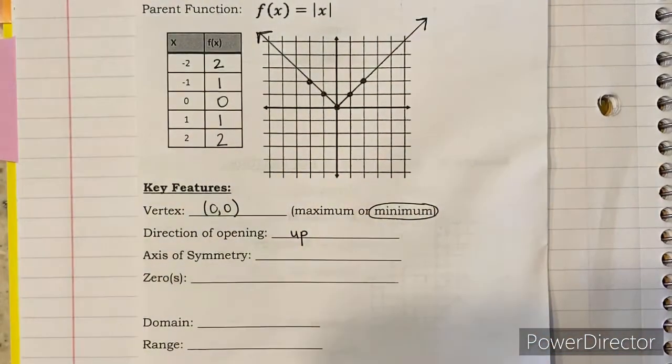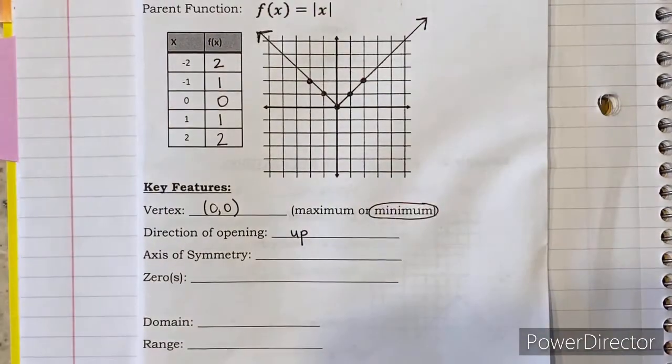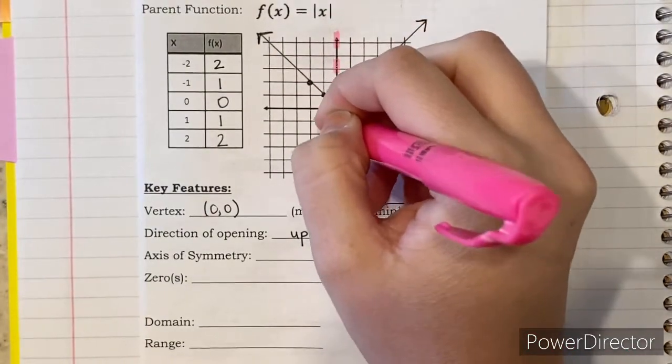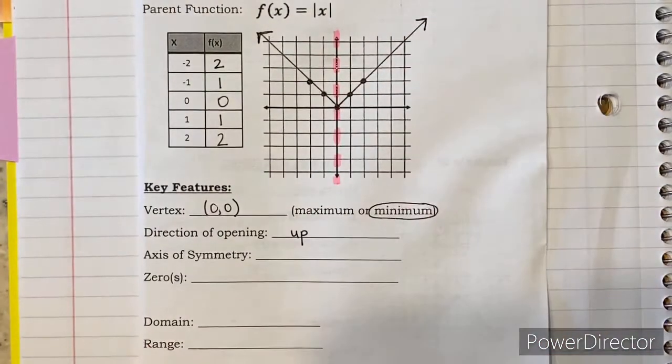We're not actually gonna fold this, but we're gonna use our imagination. If I were to fold this graph in half, this right here would be the line that I would fold it on. That pink dotted line that I just drew. That would be my line that I folded it on.